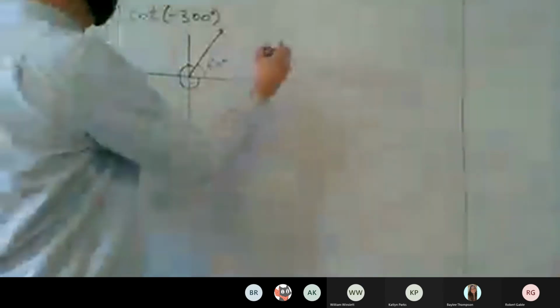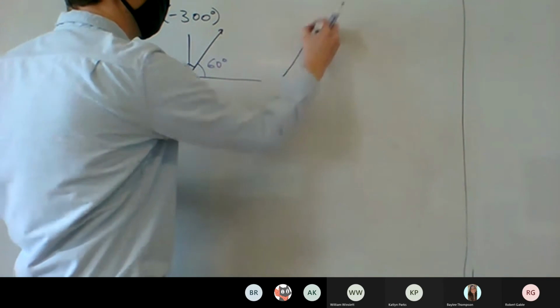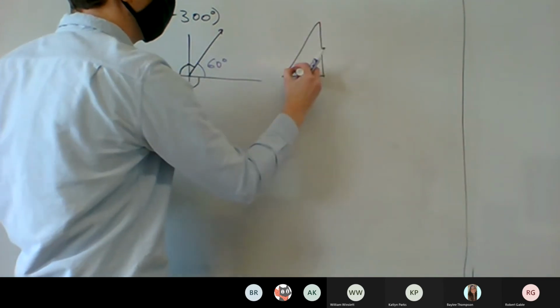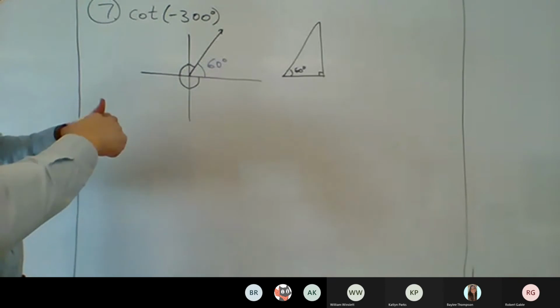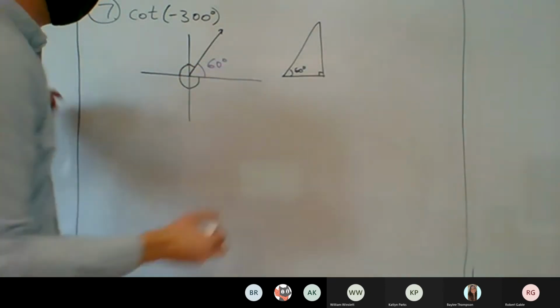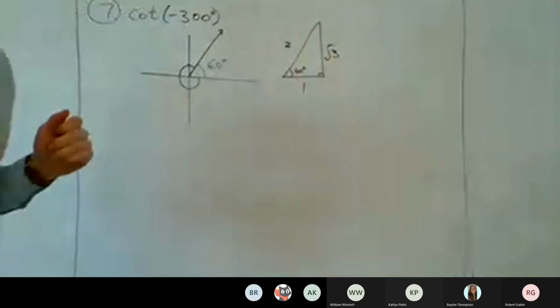All right, cotangent then of 60 degrees is what I'm dealing with. I know that 60-degree triangle looks like this. It's 60, obviously drawing up my reference triangle now with this reference angle. And I know that that's going to be 1, square root of 3, and 2.